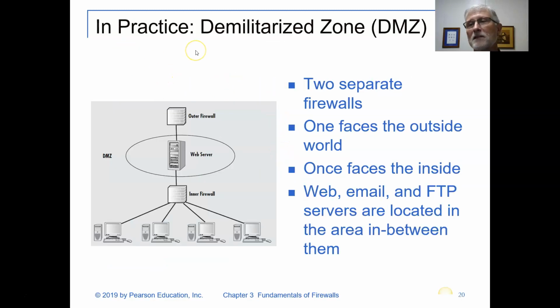In practice, at least in the corporate environment, you're creating two separate firewalls, an outer firewall and an inner firewall. The outer one faces the outside world. The inner one faces your internal network. Your web, email, and file transfer protocol servers are located in the DMZ. My vice presidents, sales and marketing, are all hidden down here, but email and web can be located in between the two firewalls. So that's what you see most companies doing.